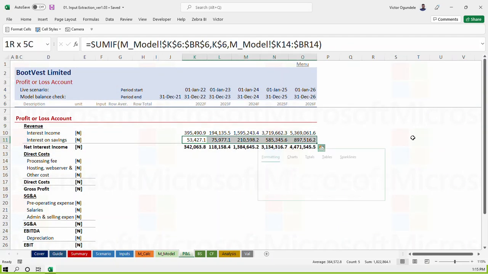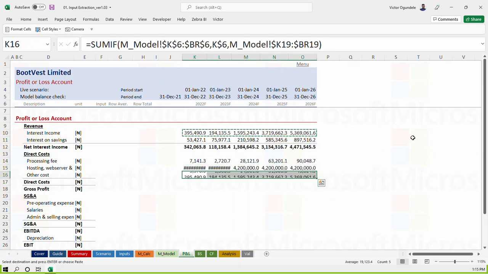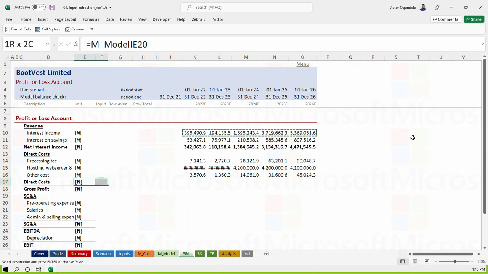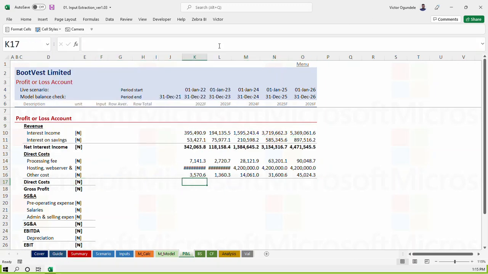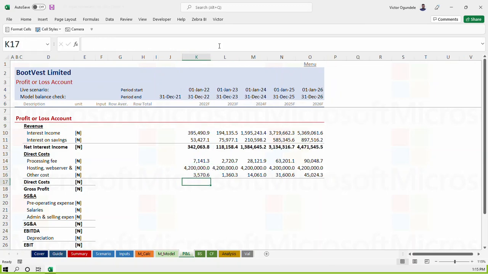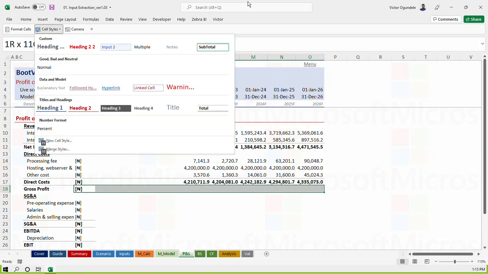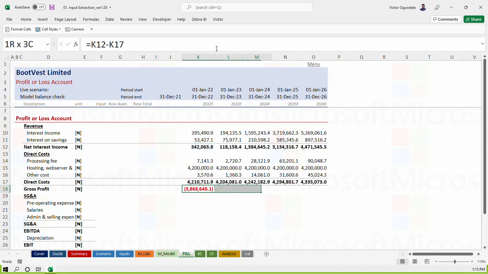So let me copy this formula. Copy it, put it here, put it here, put it here, for this. So it's very simple. Even if you want to have it quarterly, you can also create a quarterly one, and it's just the same thing, the same approach, the same method. So equal to my net interest income minus my direct costs.